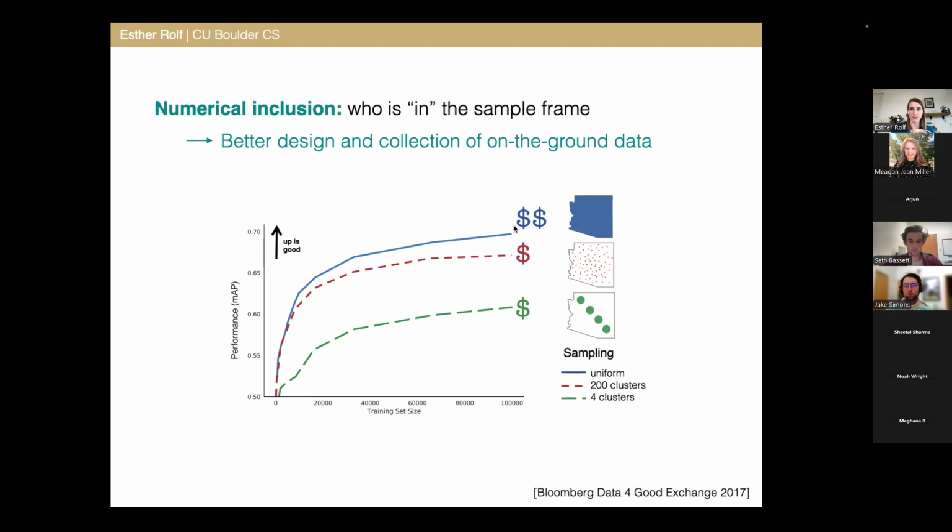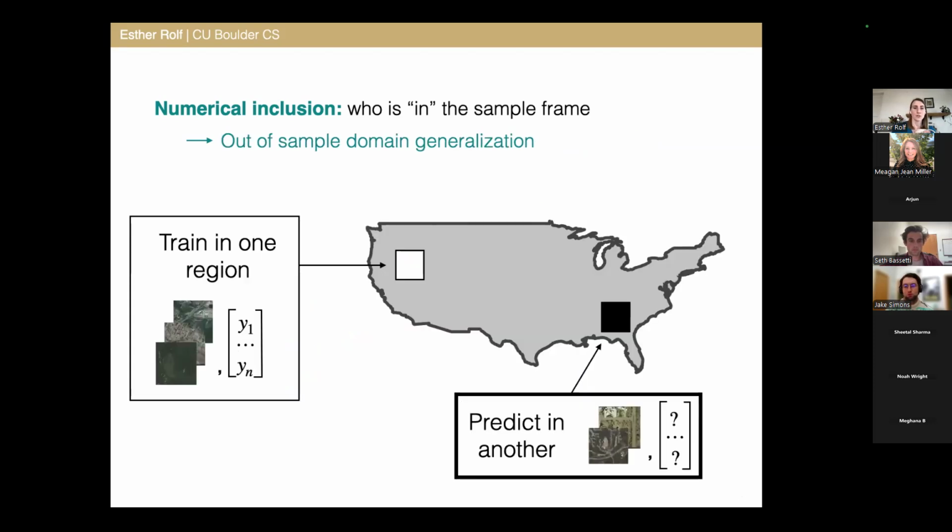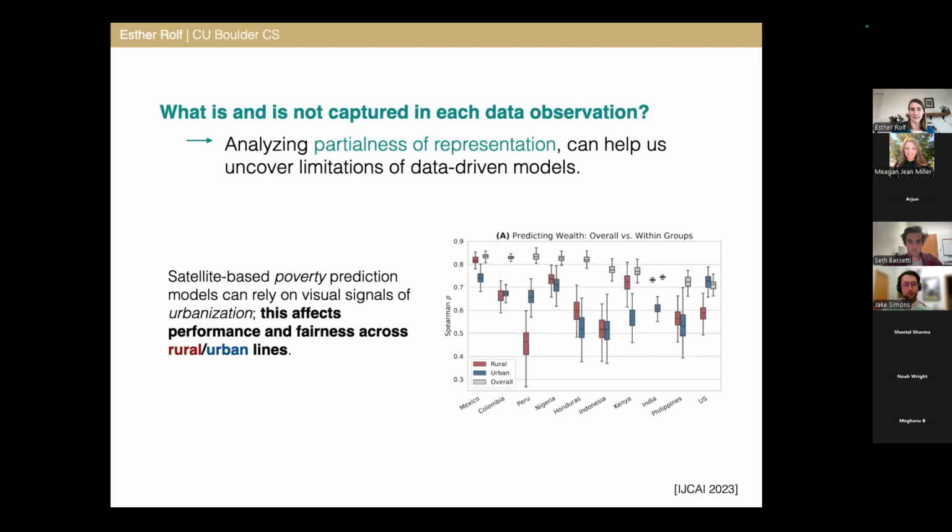type of representation. This also becomes really important for out of sample domain generalization, as we are so often looking at training in one region and then predicting in another. So this question of domain adaptation and domain shift becomes really, really important. But apart from just numerical inclusion, it's important to think of what you actually see in a satellite image. So this is more of a feature representation question.